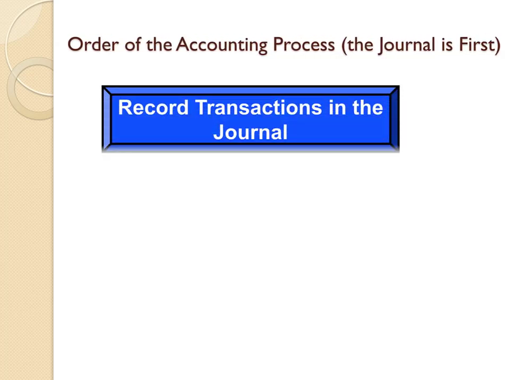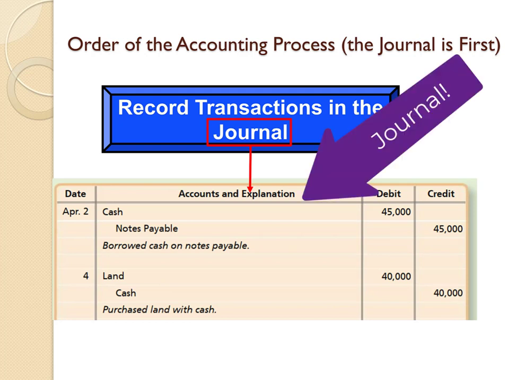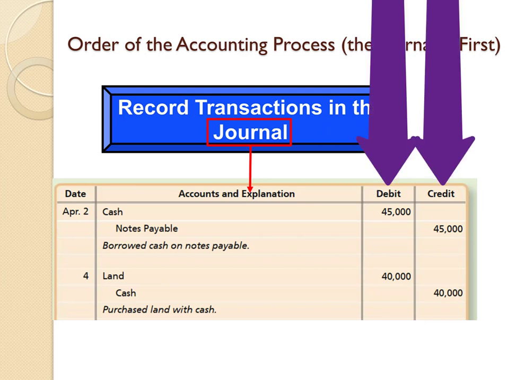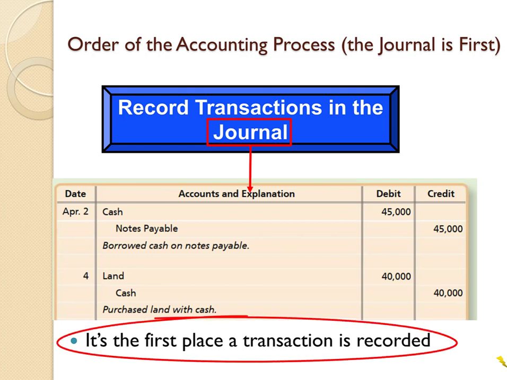So let's talk about the order of the accounting process. The journal is first. The first step in the accounting process is to record transactions in the journal. At the bottom of the slide is a journal. Notice it has a debit and a credit column. We will find out later what debits and credits are and when they increase or decrease accounts. For now, the main thing to realize about the journal is it's the first place a transaction is recorded.